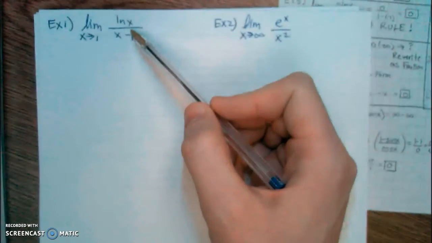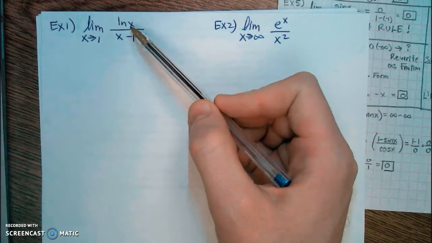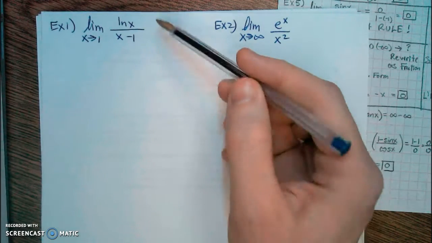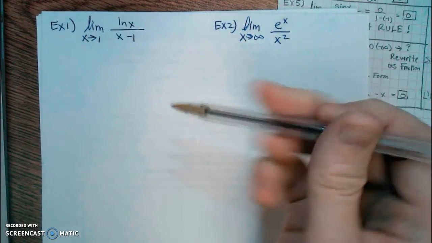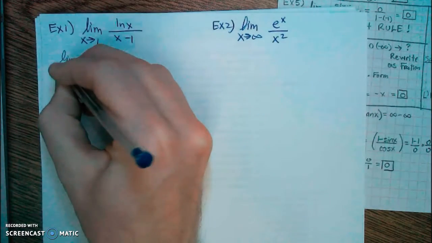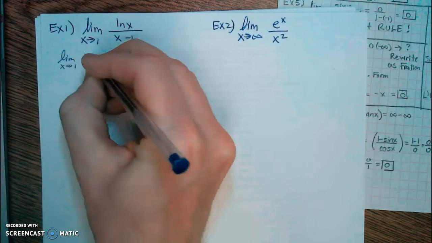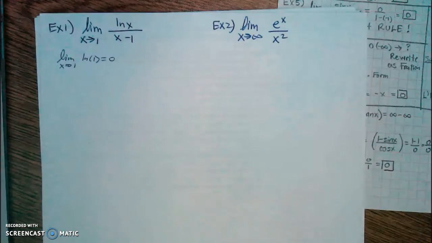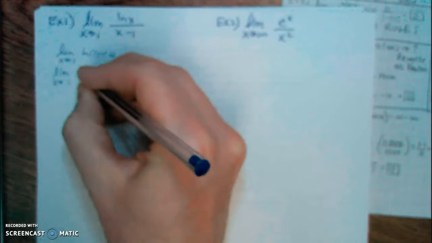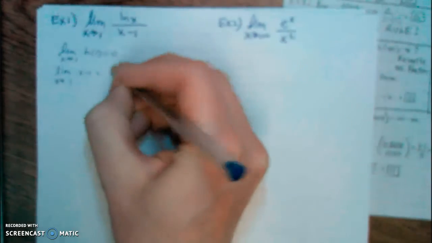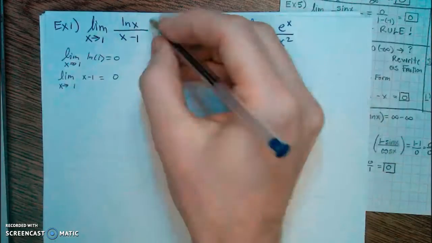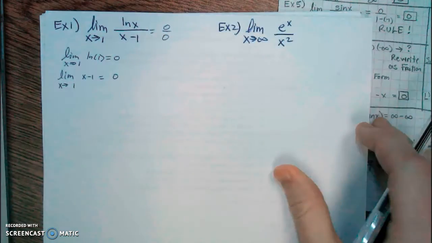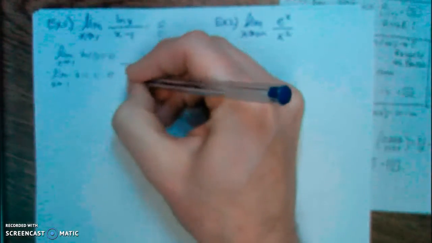So then we go to L'Hopital's rule and we figure out, can we use that? In order to use that, we need to either get 0 over 0 or infinity over infinity. So when I take the limit of the top, I end up getting 0. And when I take the limit of the bottom, I end up getting 0. So because the limit of the top and the bottom are 0, I'm getting 0 over 0, which would then tell me that I can use L'Hopital's rule.